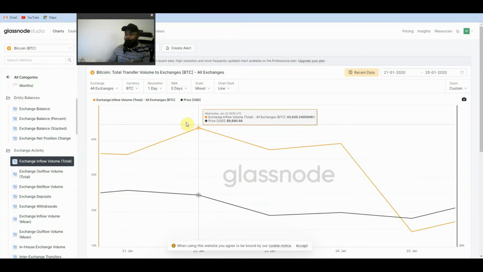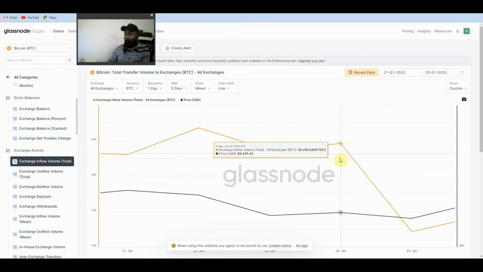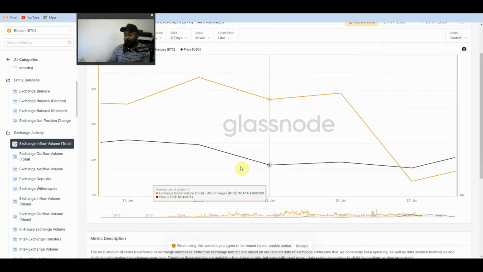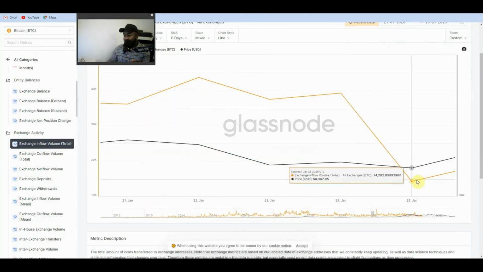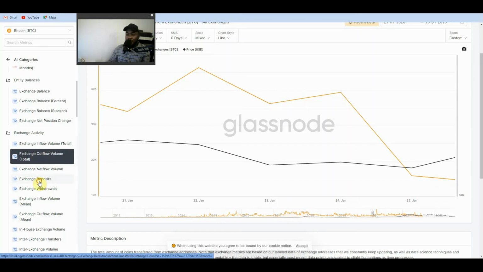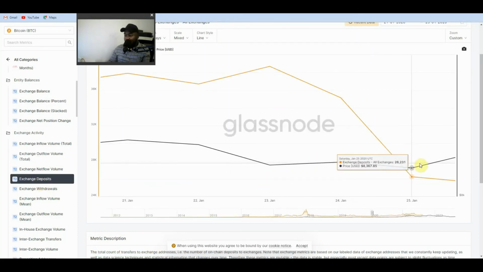Exchange inflow, all the money that is going into the exchange, you can see that it was on decrease mode. Now it has started increasing. You can see that. Saturday, January 25th, 2020, exchange inflow total, all exchange BTC had 14.208 thousand Bitcoins flowing into an exchange. When they are sending Bitcoin to an exchange deposit, you can see it now.